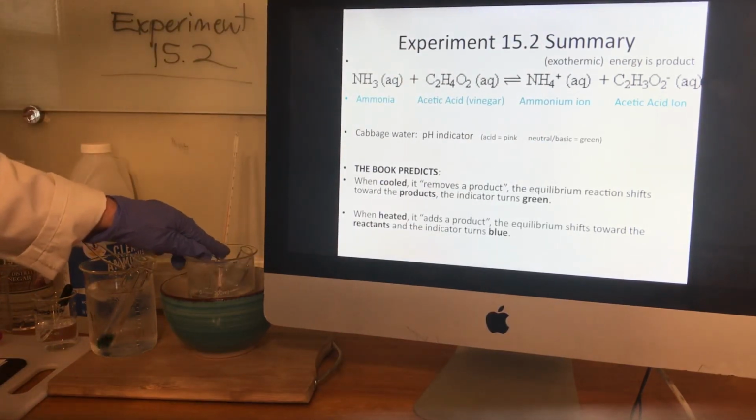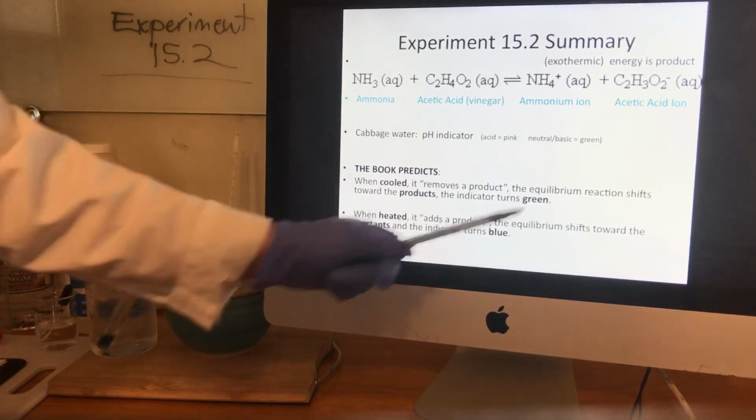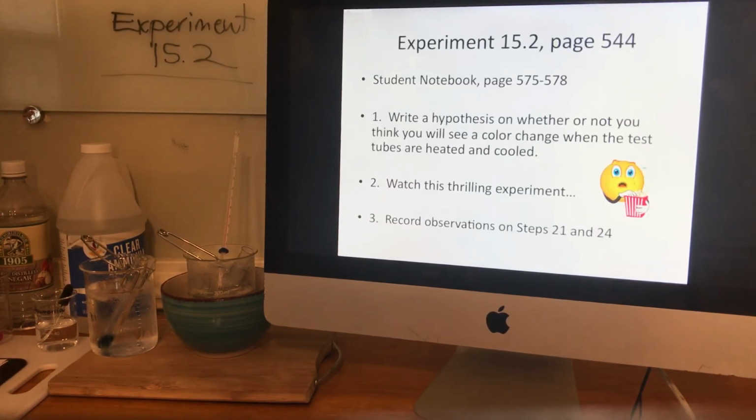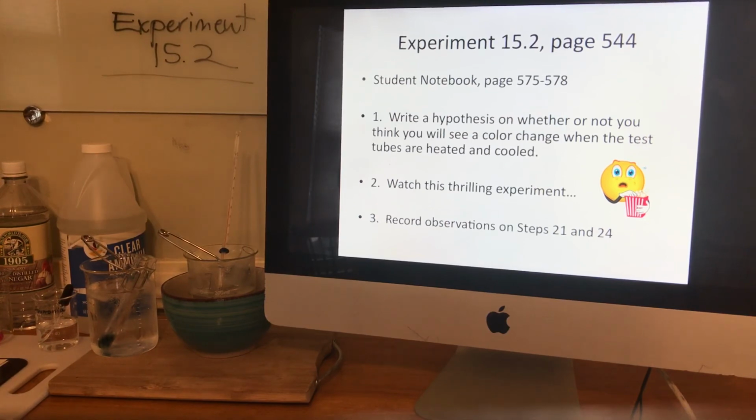So as far as I'm concerned, I think that it is consistent with what the book predicted, but you obviously are welcome to make your own conclusions. So I hope that helps you get started on this experiment. If you have any questions, just feel free to let me know.